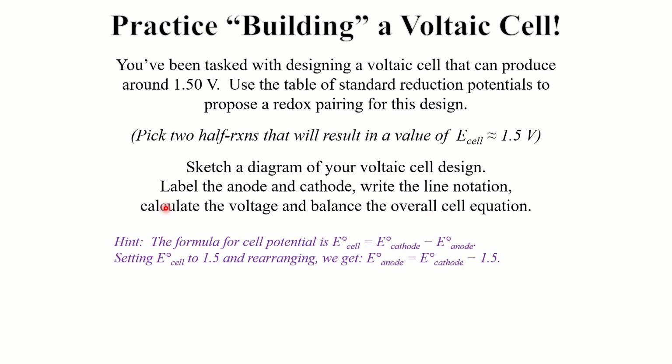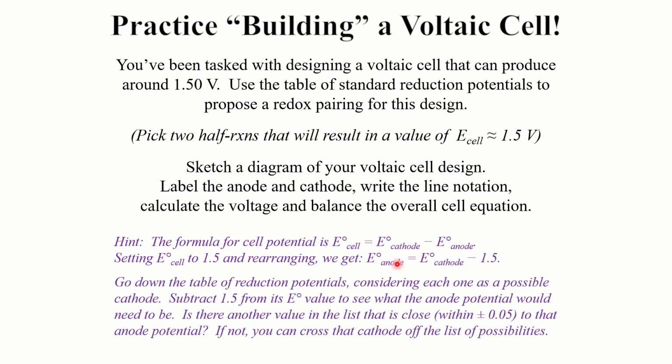A couple hints I want to give here. Again, remember that the formula for cell potential is E cell equals E cathode minus E anode if you're just keeping it in reduction potentials. So what you want to do then is set E cell equal to 1.5 and rearrange, and you should find then that E anode should be equal to E cathode minus 1.5. So an easy way to do this type of problem is to go down the table of reduction potentials, consider each one as a possible cathode, subtract 1.5 from its value to see what anode potential would need to be, then see if you can find another value in that list that is close.